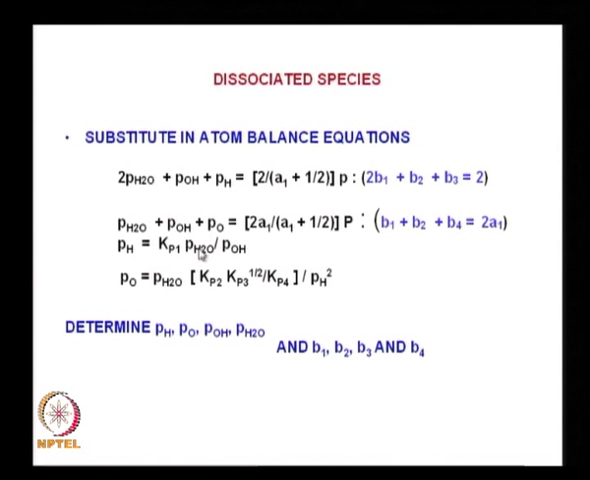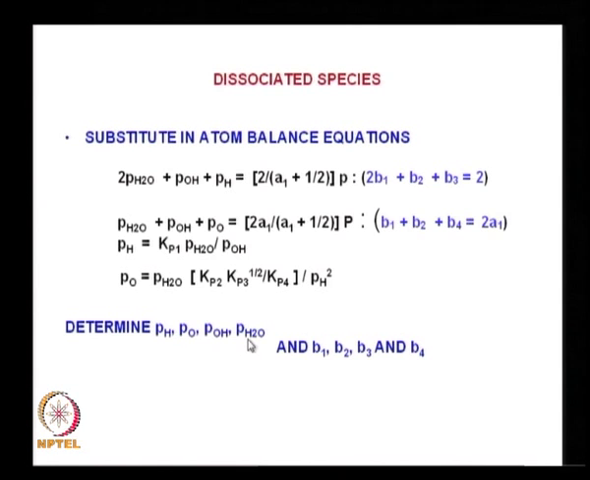Mind you, we also had two other relations, namely the relation for pH in terms of PH2O, POH through the equilibrium constant, and we derived the relation for PO in terms of PH2O and pH square. Therefore, we have 4 equations in 4 unknowns, and what are the 4 unknowns? Partial pressure of H2O(g), partial pressure of OH, partial pressure of H and partial pressure of O. We can solve these equations and determine the values of pH, PO, POH and PH2O.